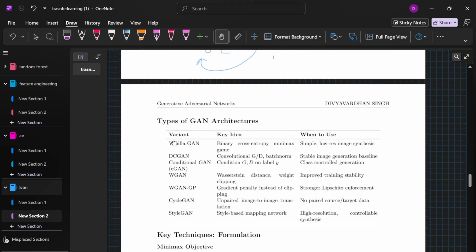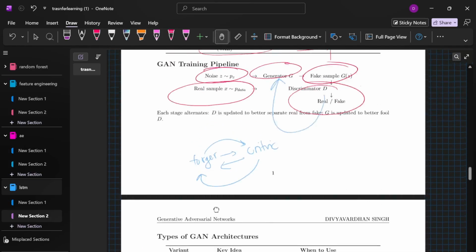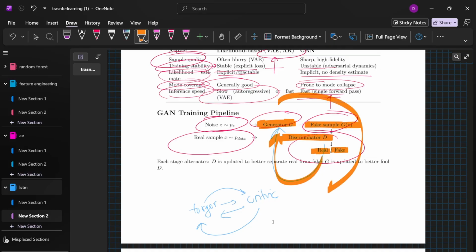The segment 3 covers the GAN training pipeline. Let's walk through how it actually happens. You start with a random noise sample from some distribution. Then the noise goes into the generator, which outputs a fake sample. Meanwhile, you also grab a real sample from your actual data, and both the real sample and the fake sample get fed into the discriminator. The discriminator produces a verdict, real or fake, and you repeat this over and over. After each round, D gets updated to get better at telling what is real and fake, and G gets updated to get better at fooling D. So it's a back and forth.